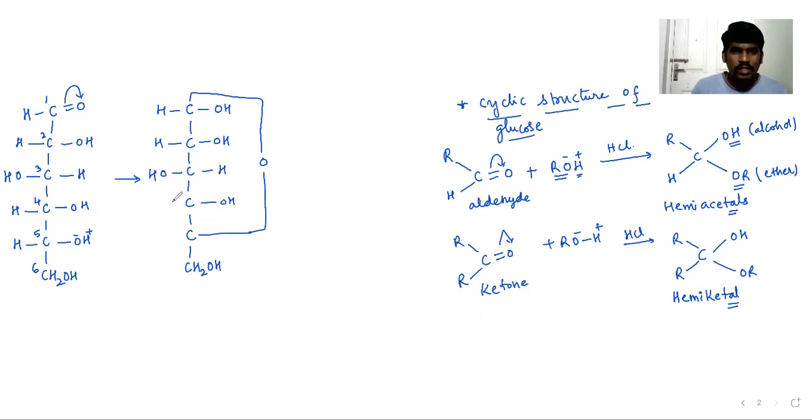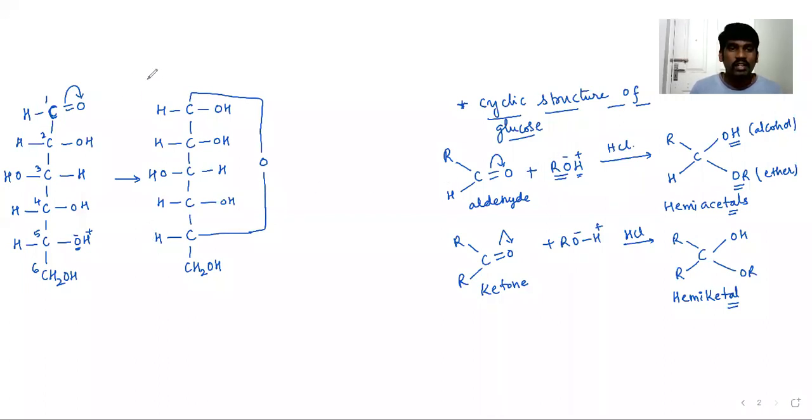It is OH. It is H. So this oxygen, which has a negative charge, goes and attacks the positively charged carbon. This linkage is called hemiacetal linkage, and it forms a cyclic ring structure. It forms a cyclic ring structure, and it is said to be a cyclic hemiacetal.